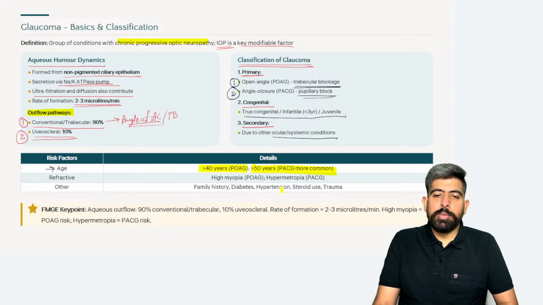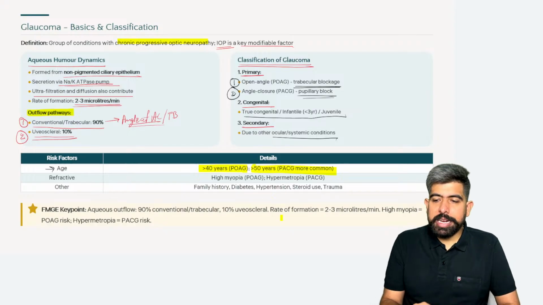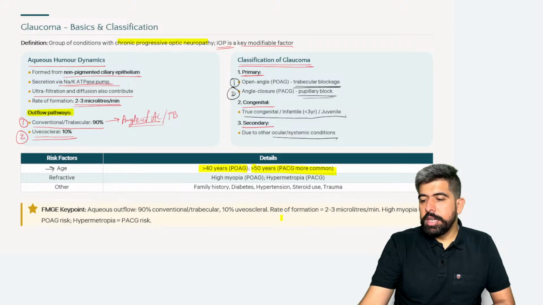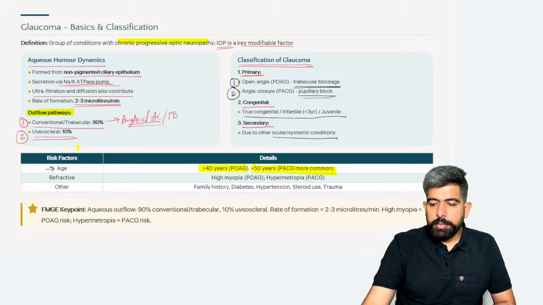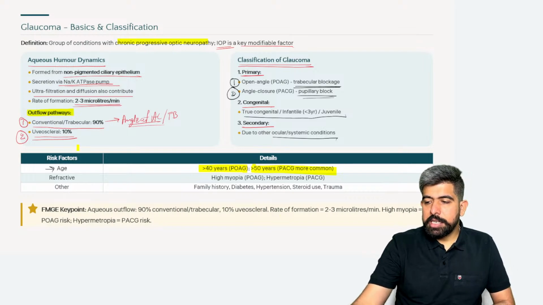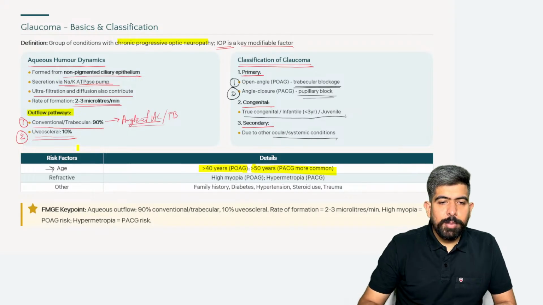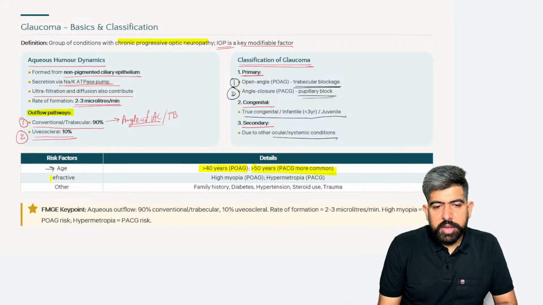Okay, so at more than 40 years, open angle; more than 50 years, closed angle. Is it clear? Now, moving forward for the next, which is for the refractive.